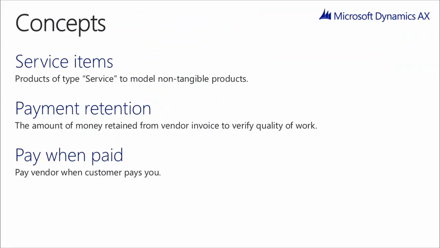Let's review the core concepts. Service items are products of type service that model non-tangible products. Service items can have a stock or non-stock item model group. Payment retention is the amount of money retained from a vendor invoice to verify the quality of the work. Pay when paid is when you tie the payment to the vendor to payment from customers. So basically, I will pay the vendor when I get paid by the customer.